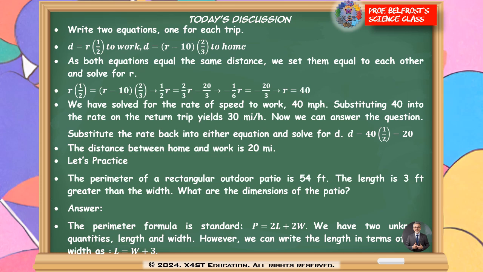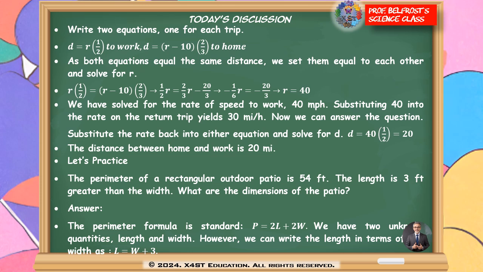These two are actually the same, so we can put them side by side. So half r equals r minus 10 times two-thirds. And by rearranging and solving it, we obtain that r is 40. So it means that the rate of speed to work is 40 miles per hour, and the return trip rate is 30 miles per hour. Now this is the answer, but this is not what we want. We want the distance, right? So for distance, we can take either equation. Say that we pick the easiest one, r times half. So 40 times half, which is 20. So the distance between home and work is 20 miles.